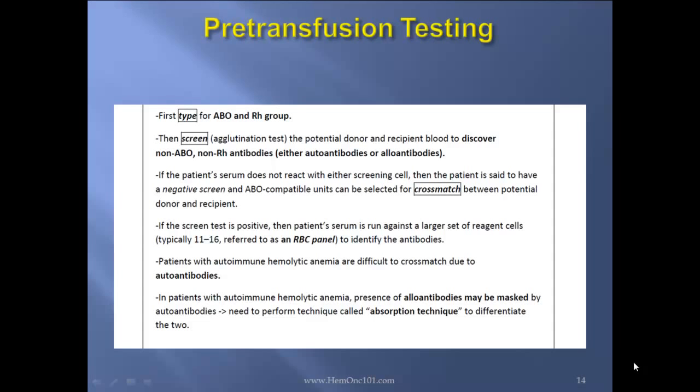Patients with autoimmune hemolytic anemia are difficult to cross-match due to autoantibodies. In patients with autoimmune hemolytic anemia, the presence of alloantibodies may be masked by autoantibodies. You need to perform a technique called the absorption technique to differentiate the two.